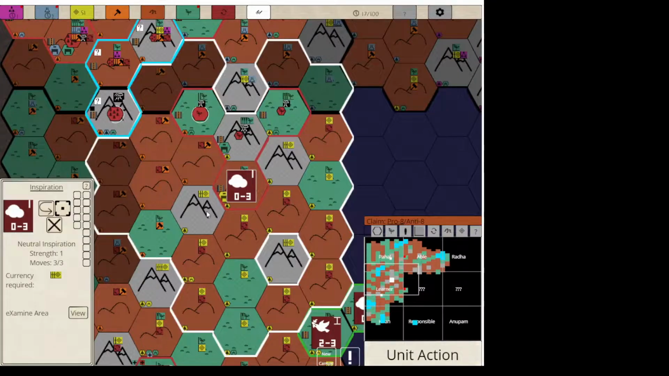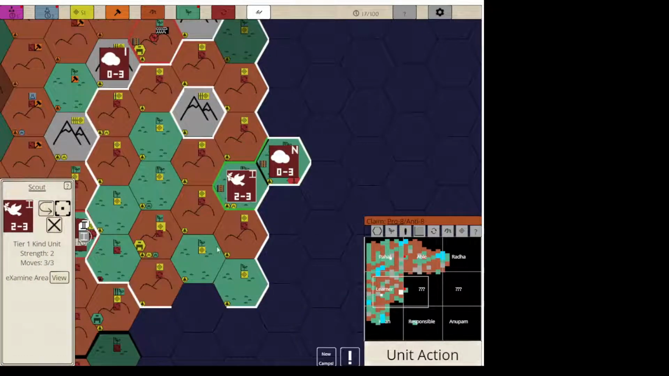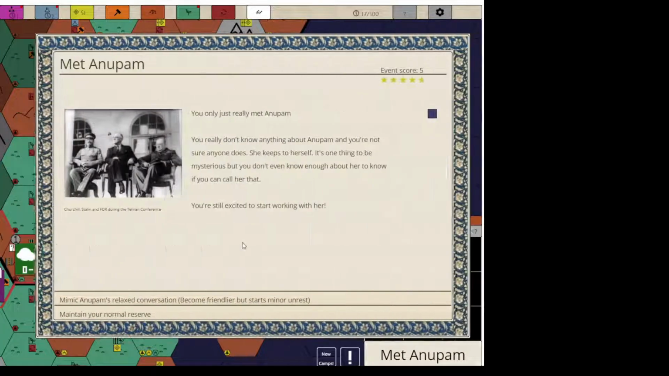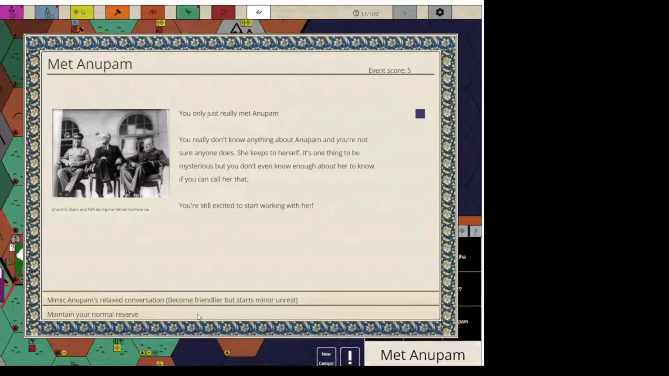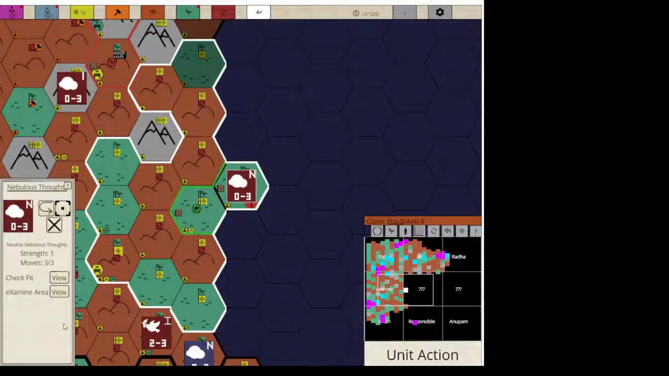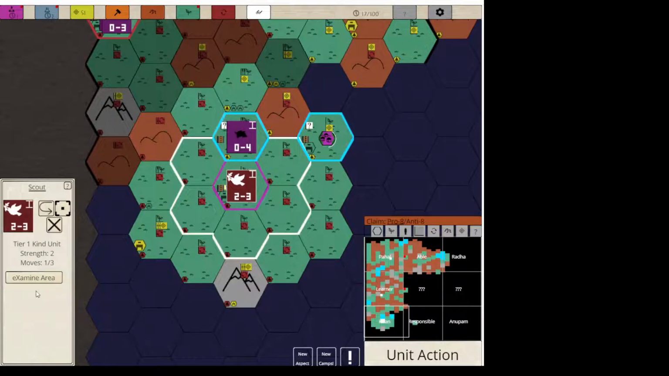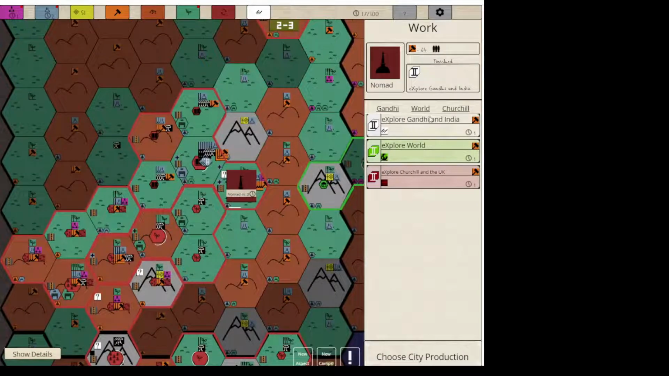If Radha starts generating more favor, then I think I'll let her take that region because I already have one, and I think she would be able to use a second more than I could use a third. But we'll see as the game progresses. And meanwhile, I've met Anupam. She's the third of the three players. So now we can continue.